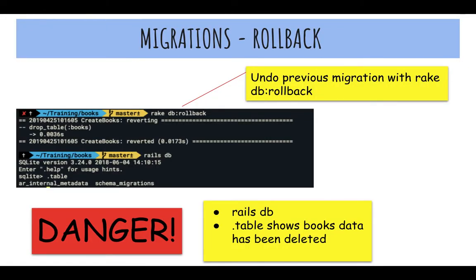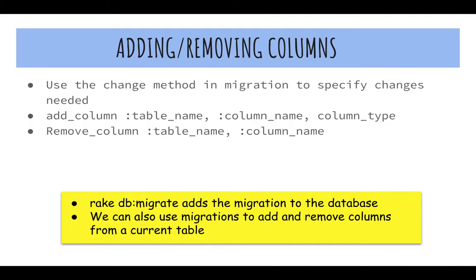Rolling back migrations can be a bit dangerous. We do need to be a little bit careful because this can delete useful data. So rake db:rollback undoes a previous migration, and rails db then shows no books table because we created the books table in our previous migration. So that could be a problem if you had lots of data in that table. For the moment, we only had our one book in there, so it wasn't a huge issue.